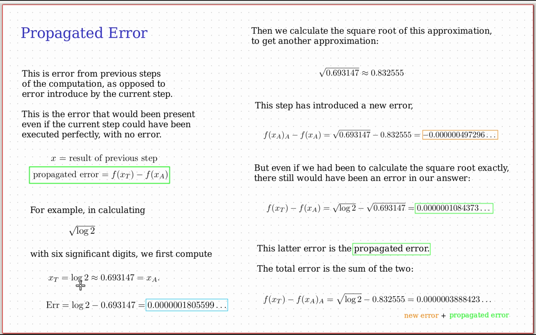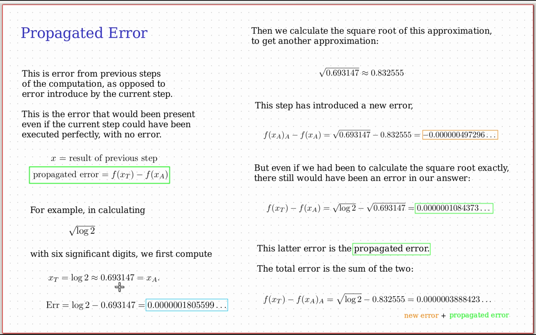we're trying to calculate the value of log 2. The true value is whatever log 2 is. The approximate value to 6 significant digits is 0.693147. Okay, so that's what your calculator gives you. Now there's an error at this step. You take the true value minus the approximation to get the error at this step. Okay. Now this is not actually the propagated error. The propagated error is going to be the error at the second step that is caused by this error at the first step. Okay, so let's go on to the second step and see what happens.